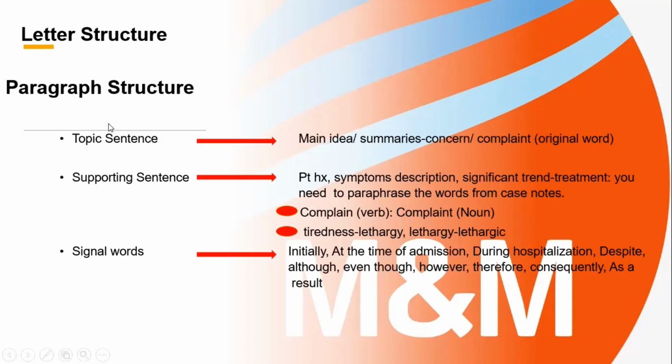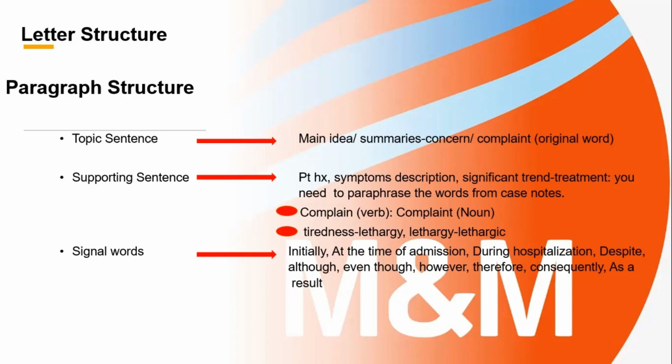Now, in the paragraph structure, first and foremost is the topic sentence that we should keep in mind. You have to write the main idea, the chief complaint or the presenting complaint, in your own words, not the words of the case notes. You should not use the words of the case notes, but your own words, right?